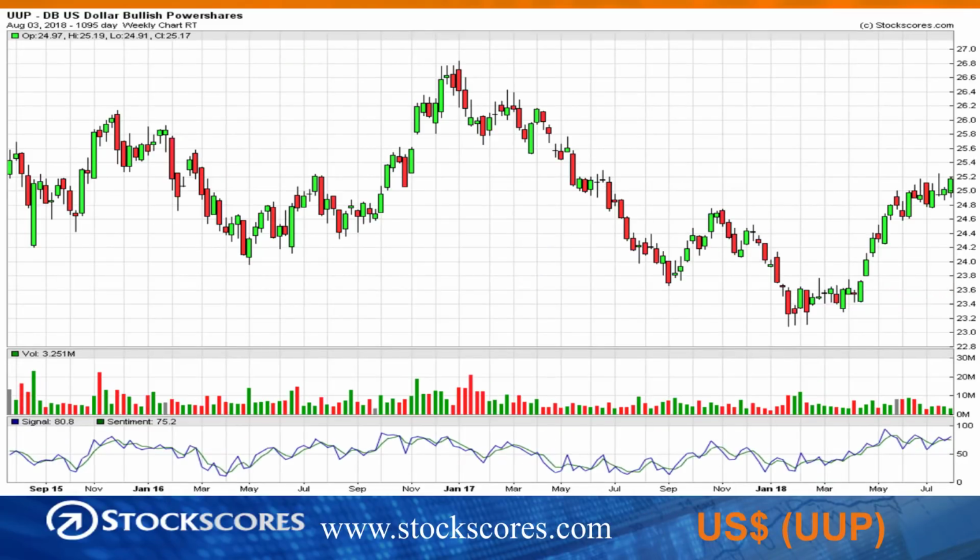On to the US dollar, which has been range bound for a few weeks, but this week it actually broke to the upside, and we have a little bit of an upward trend line there.